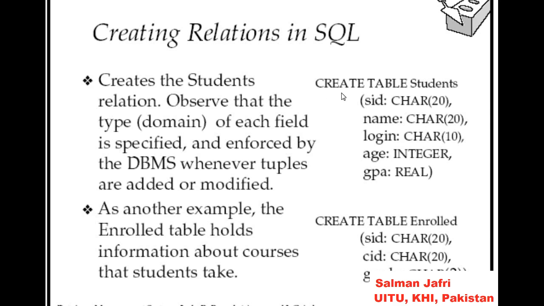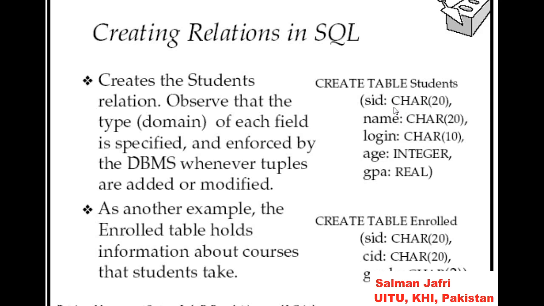For example, the create table statement is basically a DDL statement. So we are creating a table. The name of the table is students, and these are the different variables and their data types defined over here. So basically, the create table statement creates the students relation. You should observe that the type domain of each field is specified and enforced by the DBMS whenever tuples are added or modified. It means whenever we create a table, these things would be verified, right?